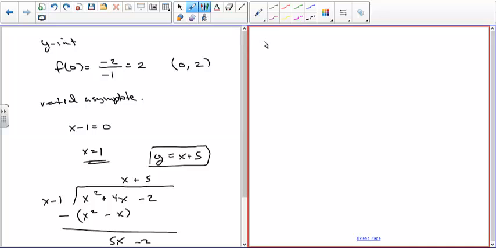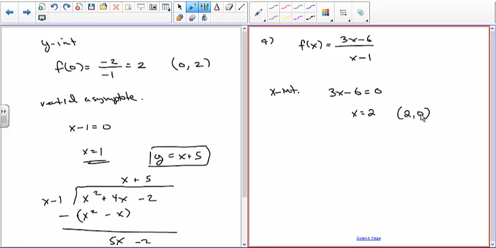Okay, another one, rational function. f of x equals 3x minus 6 over x minus 1. Okay, so it says plot the following rational function by determining the x-intercept. So the x-intercept is you set the numerator equal to 0, solve for x, so you get x equals 2. The intercept is an ordered pair, 2 comma 0. So you can see if I stick 2 in here, I'll get 3 times 2 is 6, minus 6 is 0, divided by 2 minus 1, which is 1. 0 divided by 1 is 0. Okay, so that's the x-intercept.